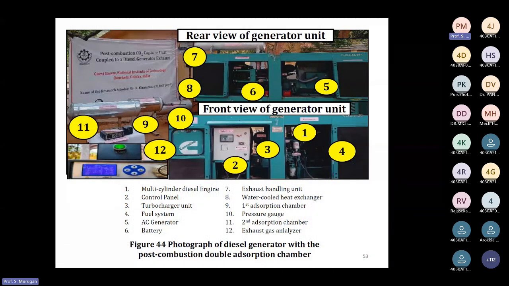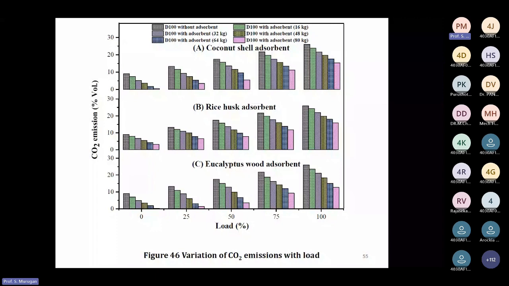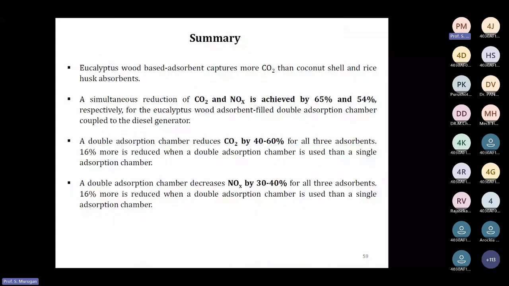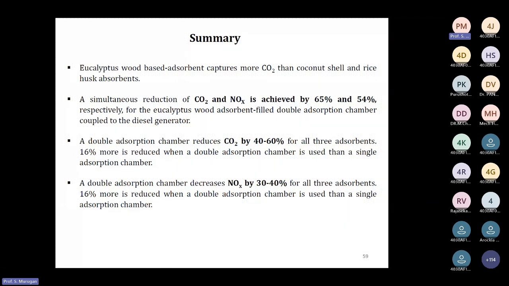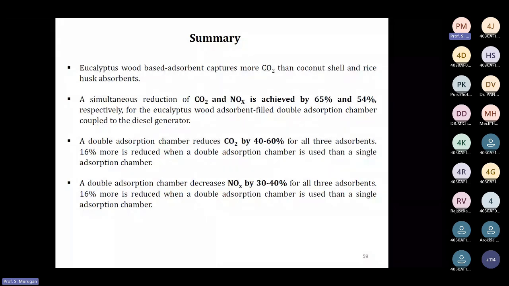So here if you see, the eucalyptus wood based absorbent was able to capture more CO2 than coconut shell and rice husk activated carbons. And you can get a simultaneous reduction of CO2 and NOx up to 65% and 54% respectively when we use eucalyptus wood activated carbon as absorbent, which was filled in a double absorption chamber that was coupled to a diesel generator.